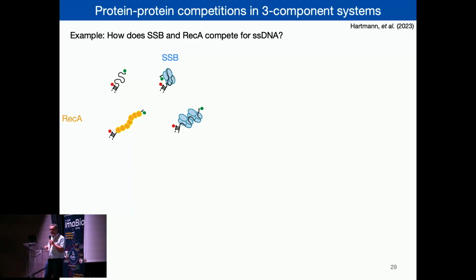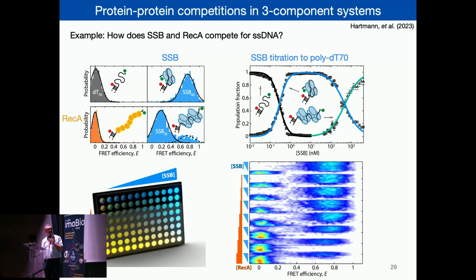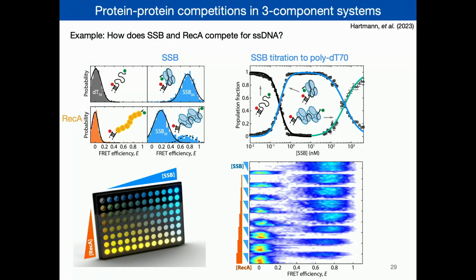You can now build up things very complicated. You can look at 3 component systems, and I see I have a few minutes left only. So if you do 3 component systems, you can ask a lot of questions on how 2 proteins, in this case SSB and RecA, compete for the same single-stranded DNA. So you can make titrations of both together. This is how the data looks.